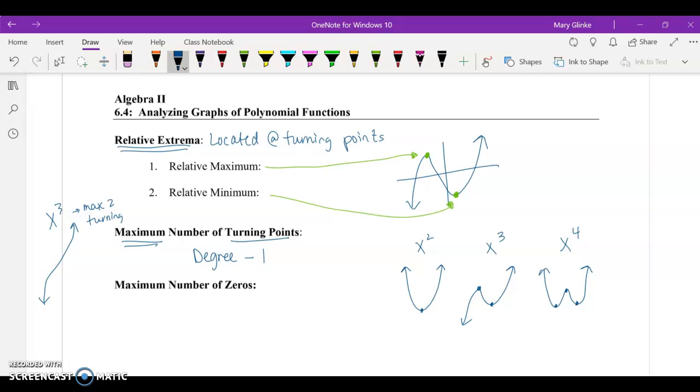Same thing with your number of zeros. So the max number, I should say, of real zeros, because that's going to be important. The maximum number of real zeros is also going to be based off of the degree. So if we were to look at a graph of x squared, the zeros are going to be your x-intercepts. So looking at each of these, if I were to throw in my x-axis here, the real zeros for x squared, well, there would be two of them. X cubed would have three zeros, and x to the fourth would have four real zeros. The maximum number of real zeros is going to equal the degree of the polynomial.